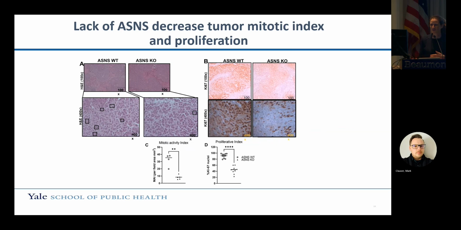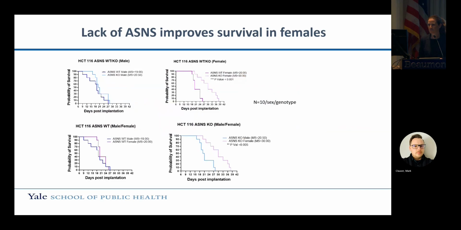We looked at some of the histology, and we had a pathologist from the Cancer Center help us with this as well. And we saw that in these knockout cells, there was decreased mitotic activity index, and there was also decreased proliferation as well. So we did the Ki-67 staining here to look at proliferation. So this just indicates to us that these tumors from the knockout, using the knockout cell line in female mice, have decreased tumor growth and are potentially dividing less rapidly.